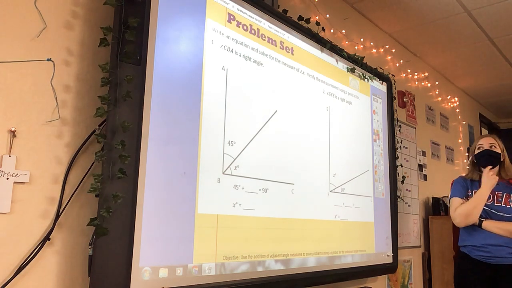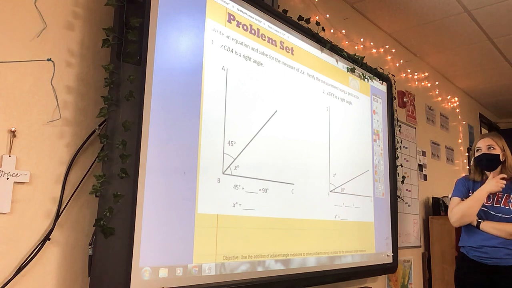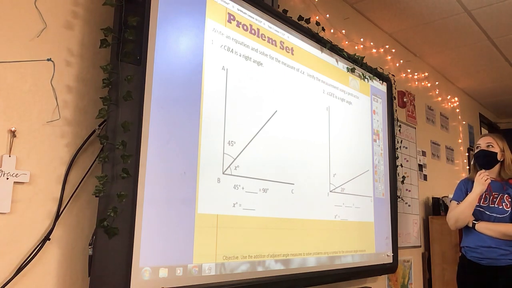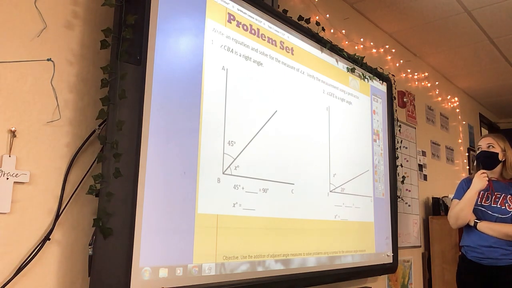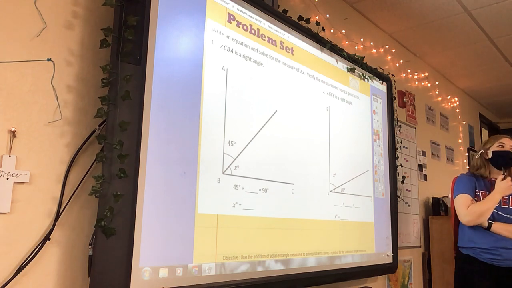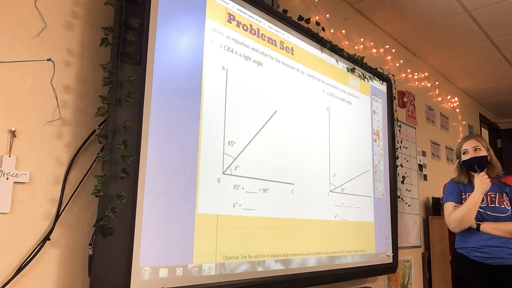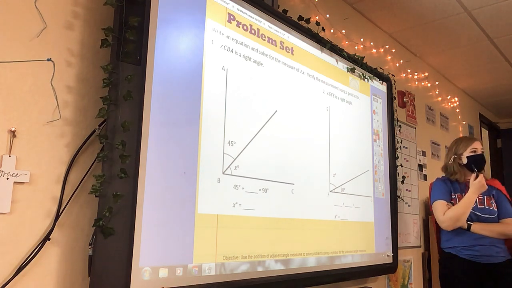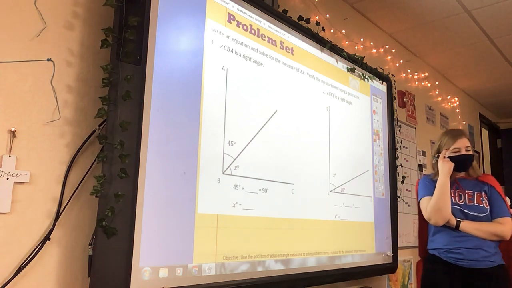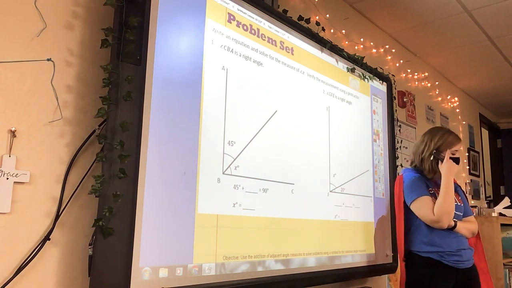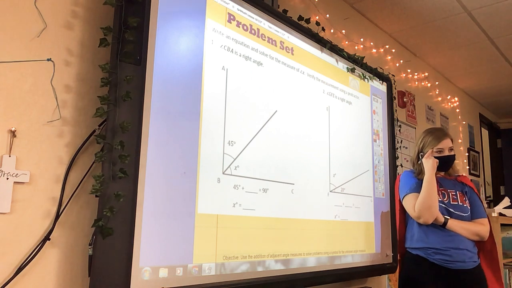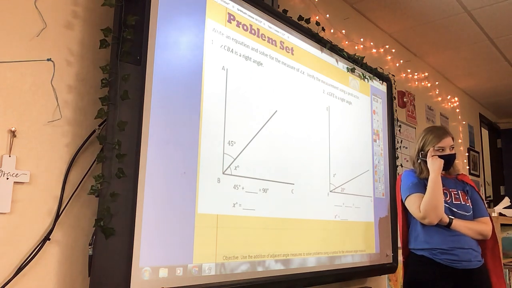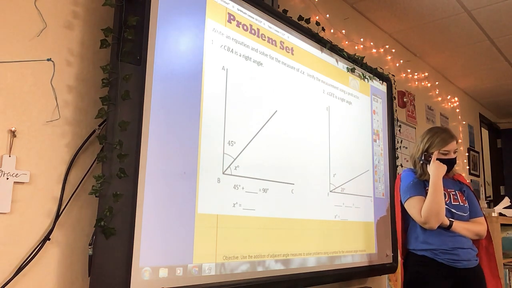The directions say, write an equation and solve for the measure of angle x. Verify the measurement using a protractor. We won't do that today just because of time. You're just using numerics today, meaning you're working with numbers. Everybody got it? Okay.